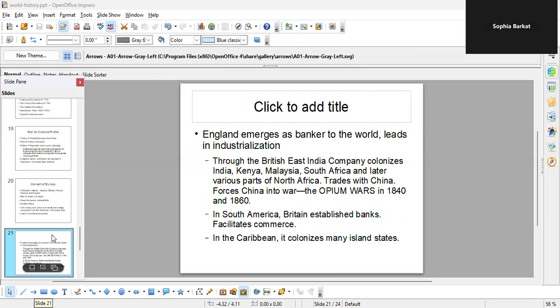Also, England emerges as banker to the world and leads in industrialization. So in the 1800s, we see the rise of the British Empire. The East India Company had colonized various parts of India, Kenya, Malaysia, South Africa, and parts of North Africa. The whole goal was to make a lot of money by trading with China. China was actually one of the more happening places in the world at that time. There was a lot of money in China, and China was also making a lot of money from these European countries by selling them silk, tea, the china that people used to drink, right? Porcelain, all of that stuff.